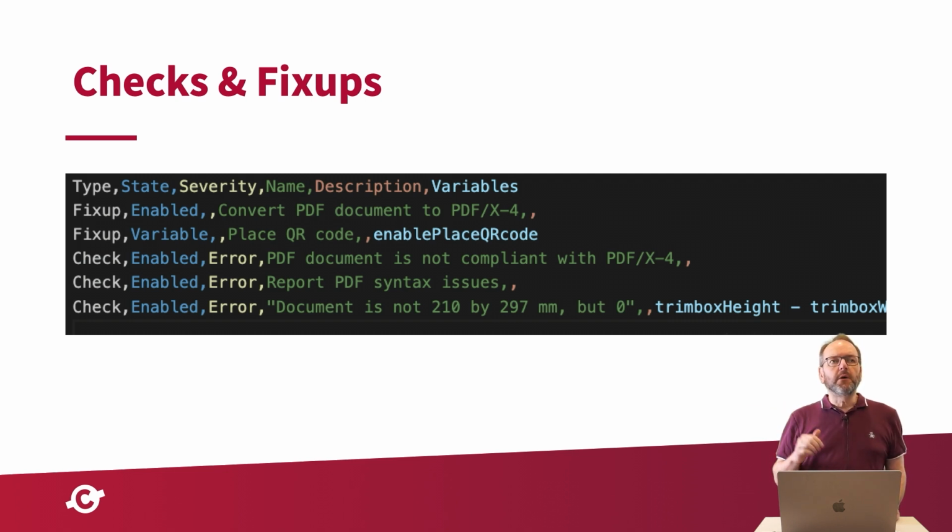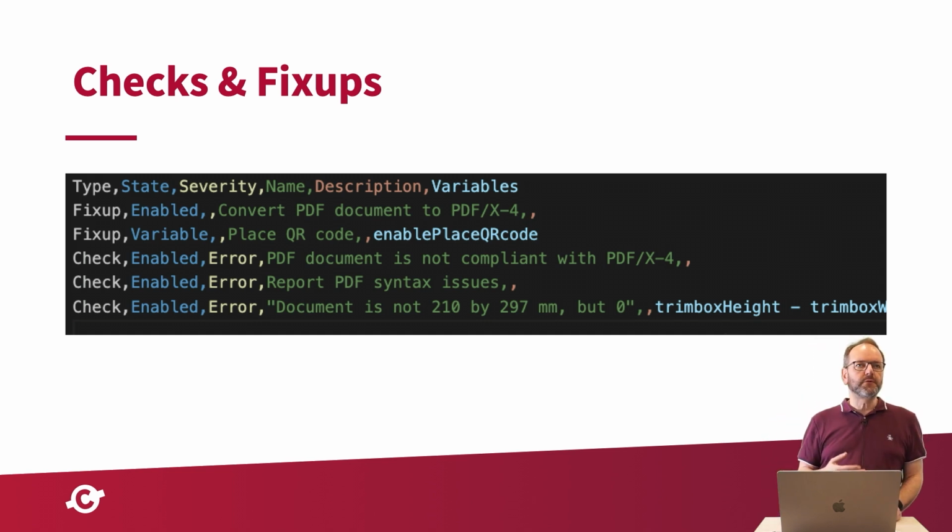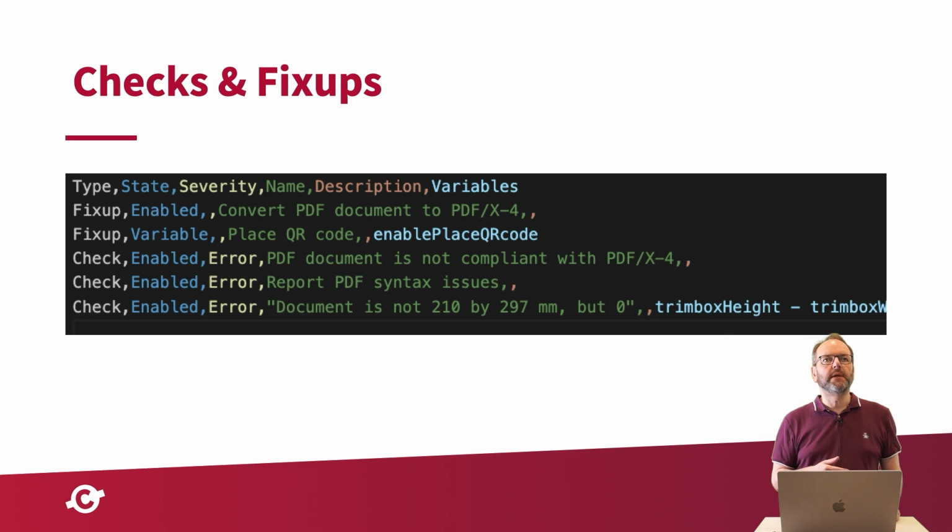Then you have a severity column, which obviously is only filled out for checks, because that is something specific to preflight checks. I have the name of the fix-up or check, the description if there is any, and I was lazy in this profile obviously, and I don't have descriptions, but if you have them, they would be in there as well. And then there is a list of variables that are used in that check or in that profile.